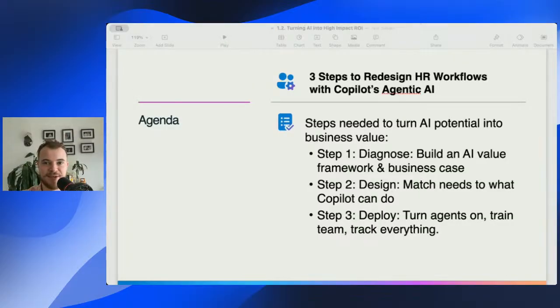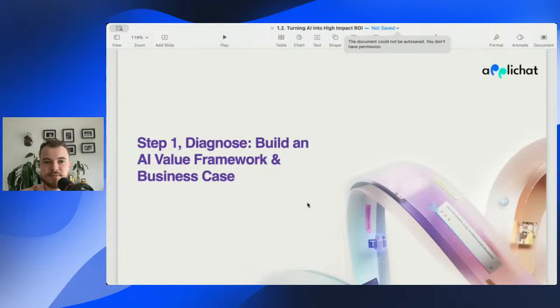I'm going to turn my camera's auto zoom off because it's making me look like I'm growing and shrinking every second. So going into step one, it's about diagnosing.